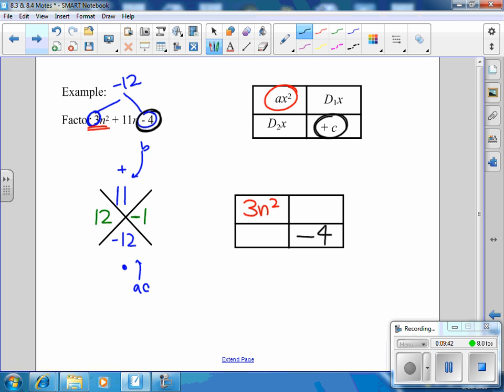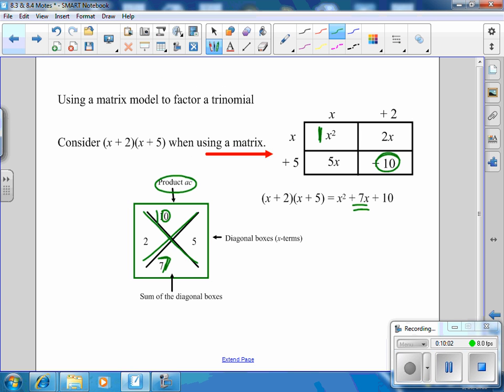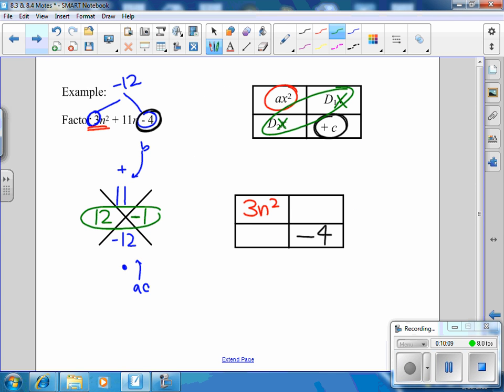And then our diamond solutions, this negative 1 and 12, go in either of these spots. It doesn't matter which one you put it in, you're still going to get the same answer. And you always have to remember to put your x or your variable, whatever it is, on the end of those numbers. Because remember, what we did here is we are splitting up into like 5x plus 2x, which gave us the 7x. So this should be 12n in this case, and then negative 1n.